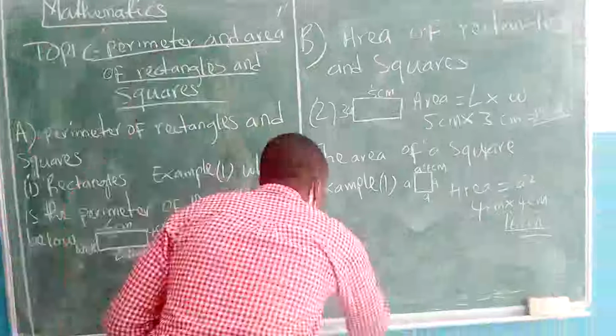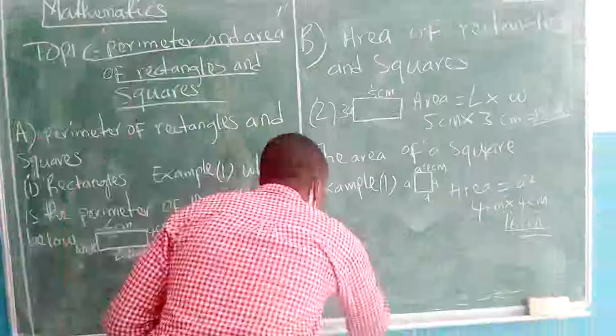And if you notice, in area the answer is written in centimeters square. The little 2 on top of the cm stands for square. So we have 21 centimeters square.